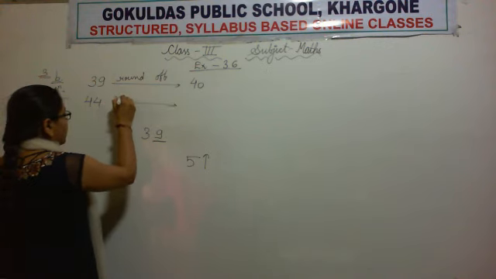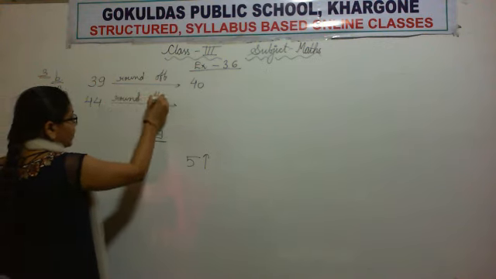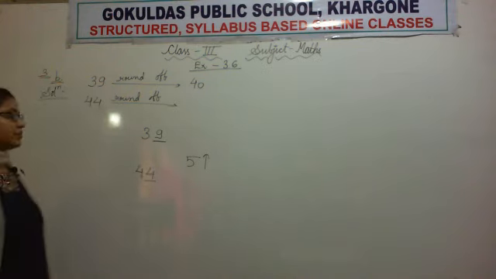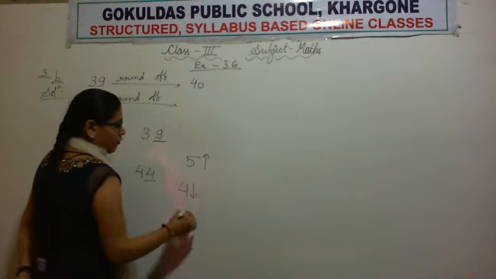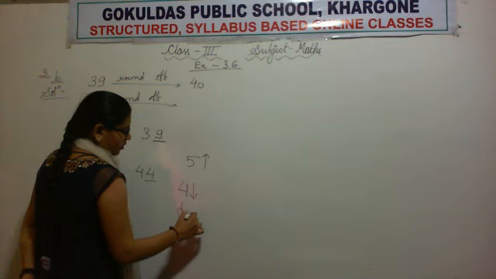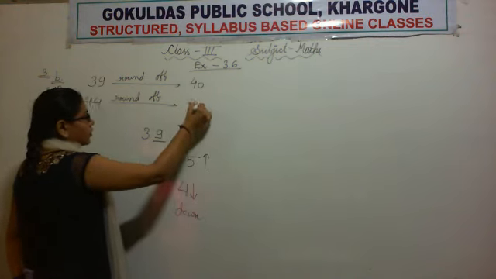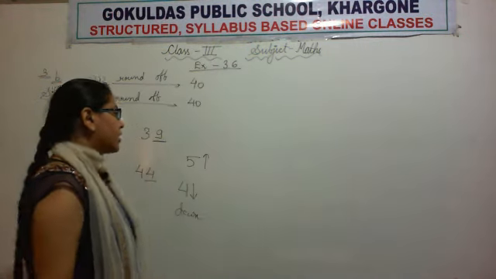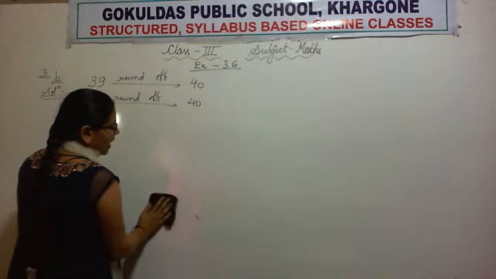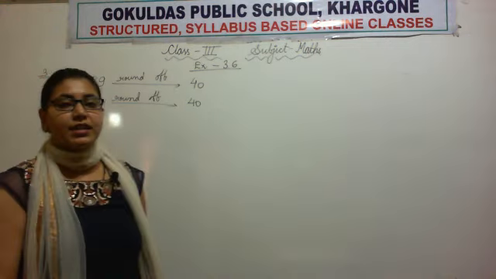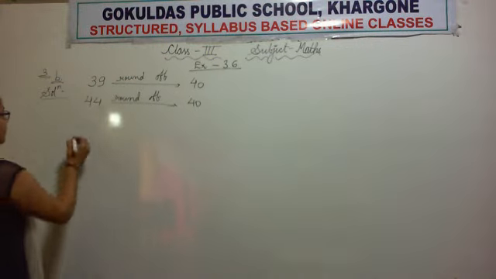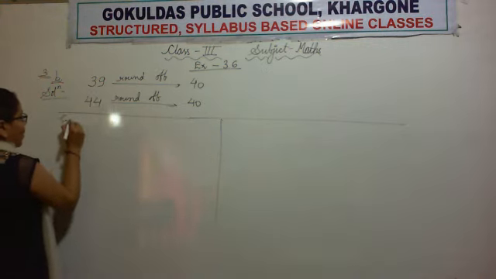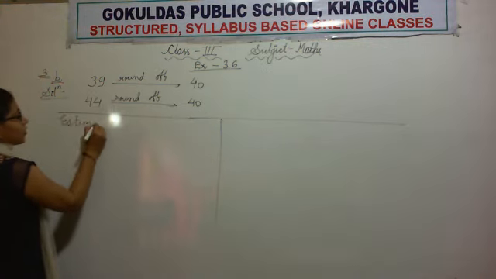Now let's round off 44. The number 44 has 4 at the one's place. And whenever the digit is 4 or lesser than 4, we round down. So here we round it down to 40. Now we had rounded off the numbers, so we can find the estimated sum, or estimated number of fruits.